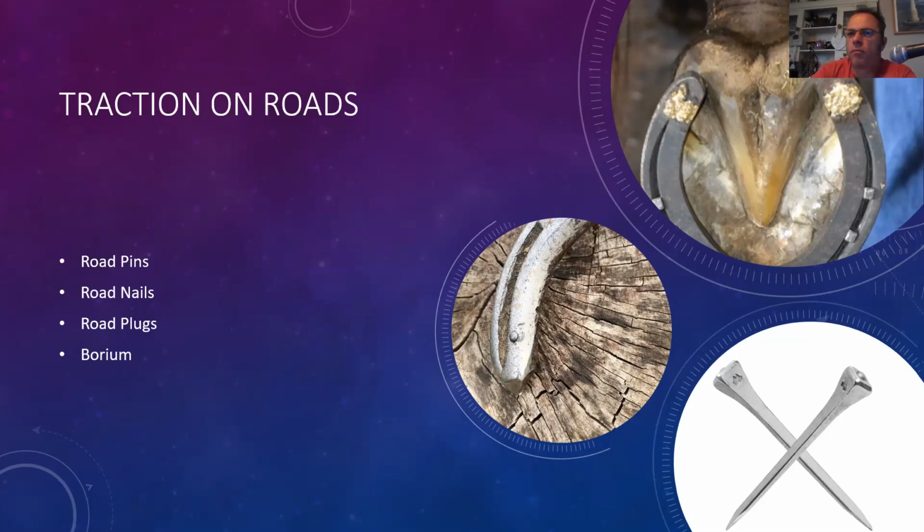Lastly, we've got borium. Borium's a compound which you weld either onto the toe or at the heels of the shoe. It's a very, very hard, granular compound which sticks to the shoe and basically causes grip. As you can see in the top picture, it doesn't look pretty, and it can be very, very abrasive and cause a lot of traction if you want it, but some might say too much, okay?